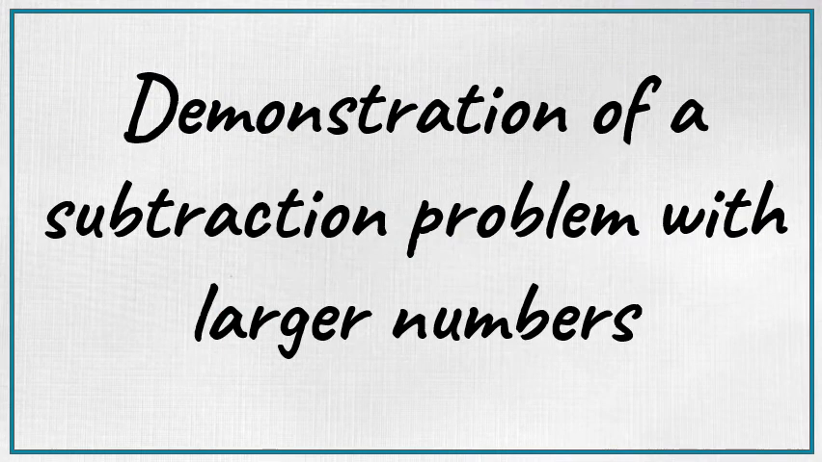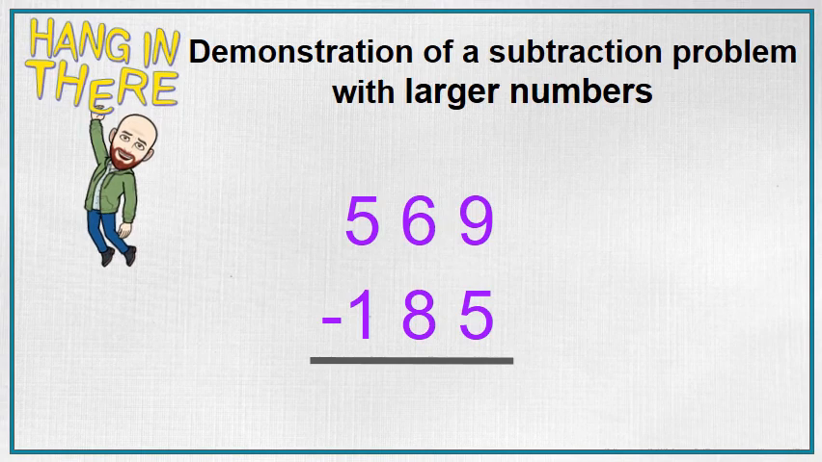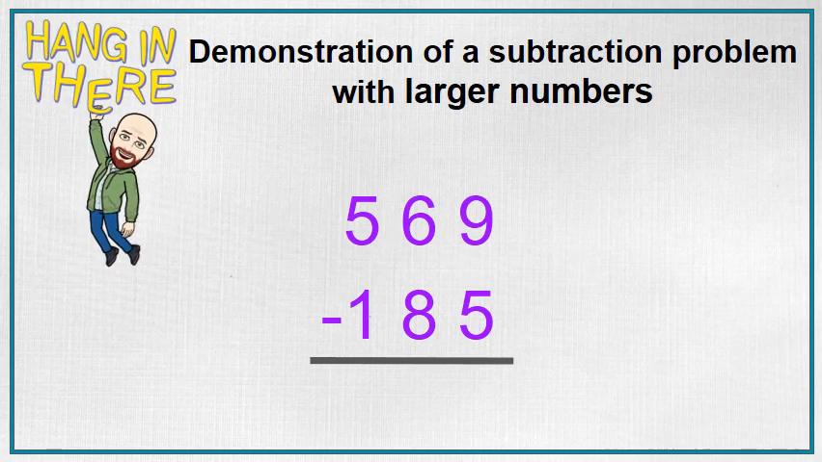Next, we're going to look at a subtraction problem using trading with larger numbers. So, here we have the sum 569 take away 185. I look at my units column and my minuend is 9 and my subtrahend is 5. 9 take away 5 is 4. I'm then going to go over to my tens. My minuend is 6 and my subtrahend is 8. I can't do 6 take away 8 without trading.